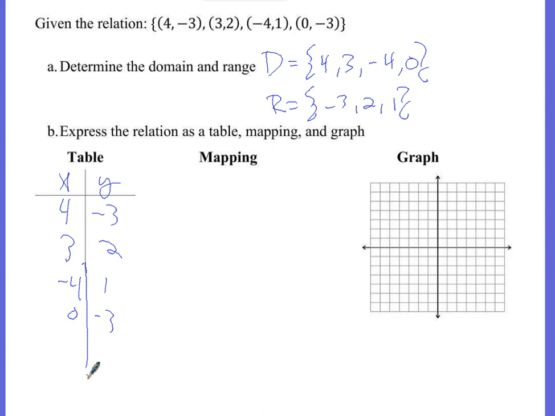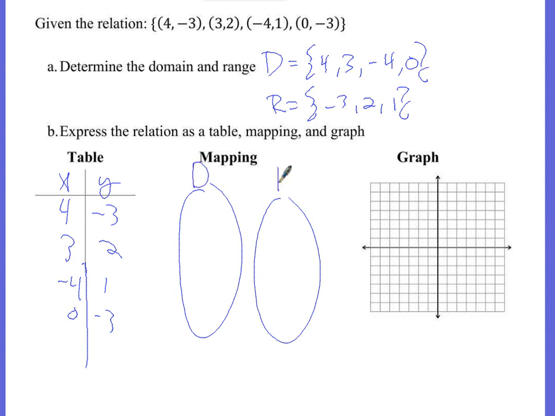Draw a couple ovals. Now what? Label the top, the domain, and the range. You have to have those labels on there. Now what? Okay, so what goes in this oval? 4, 3, -4, and 0. Good. And what goes in the other oval? Negative 3, 2, 1. Now what?